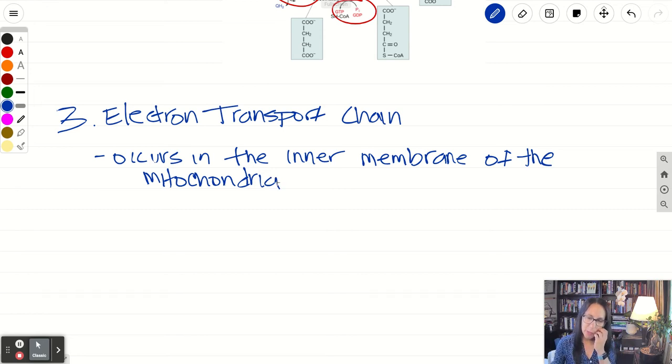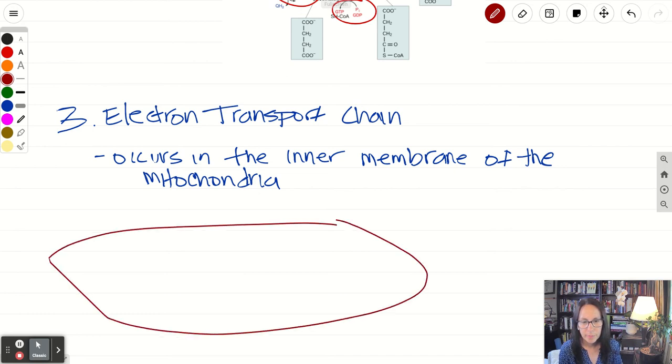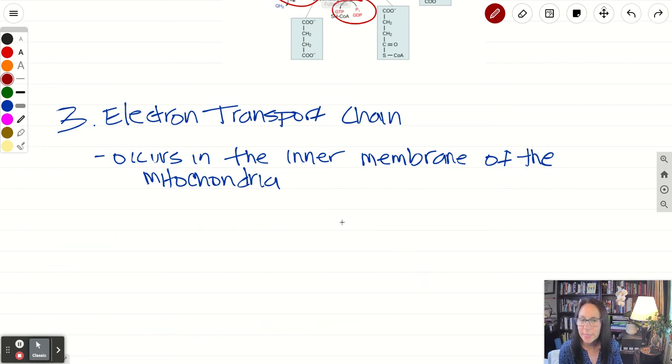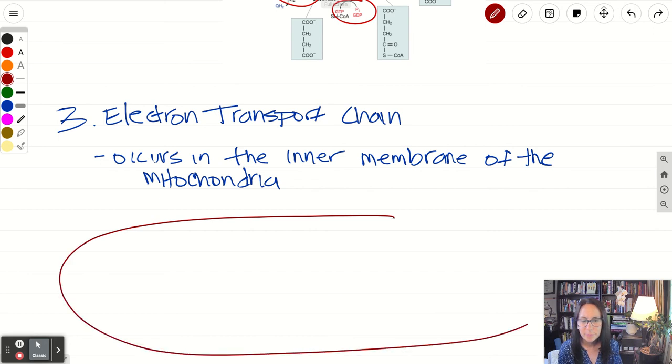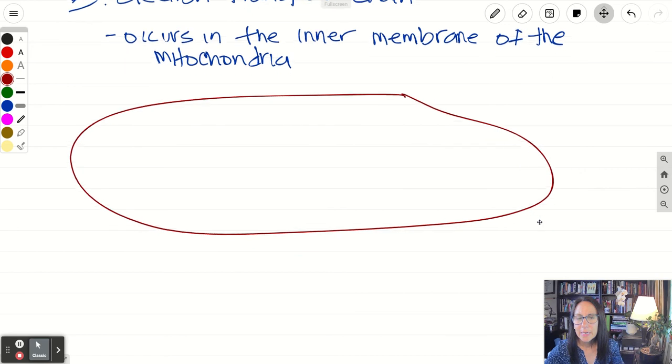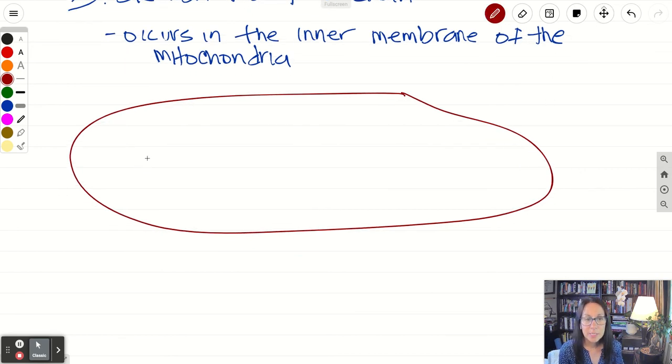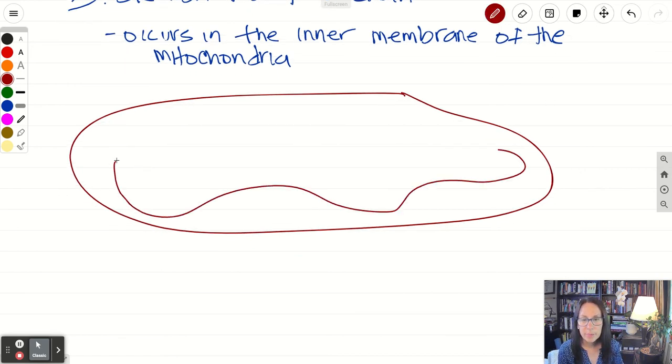Okay, so I'm going to draw a picture of a mitochondria here. Okay, here's the mitochondria. That's not a very good one. I got to do it again. There, that's much better. Okay, let me scoot up. And then there's an inner membrane. So I got to draw the inner membrane.